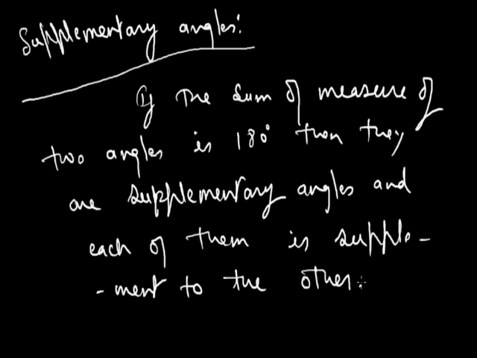Alright, so you can ask a query. You know that in a linear pair of angles the sum of both the angles is also 180 degrees, and in supplementary angles, by definition, the sum of two supplementary angles is 180 degrees. So what is the difference between supplementary angles and linear pair of angles? You know that linear pair of angles is a type of adjacent angles.